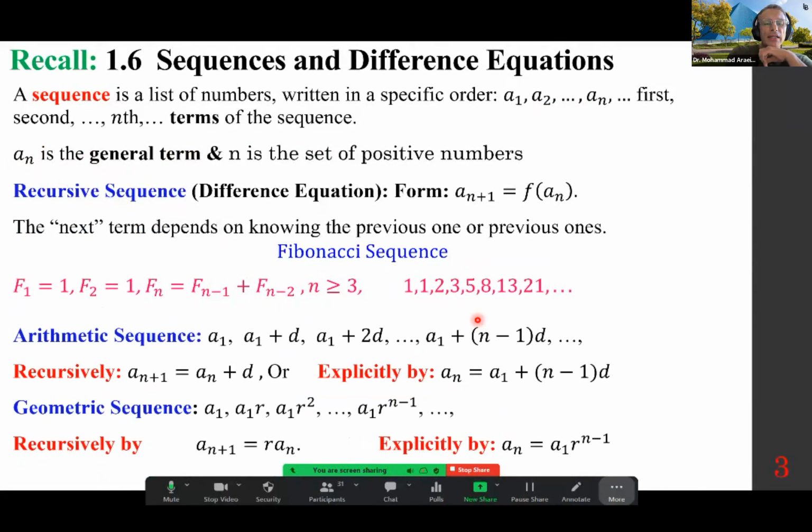Arithmetic sequence, we add a constant. So a sub 1 plus d, a sub 1 plus 2d, and therefore, recursively, it's a sub n plus 1 equals a sub n plus d. Explicitly, it's a sub 1 plus n minus 1 times d. Geometric sequence, we multiply by a constant instead of adding like arithmetic sequence. So recursively, a sub n plus 1 is r times a sub n, and explicitly, a sub n is a sub 1 r to the power of n minus 1.